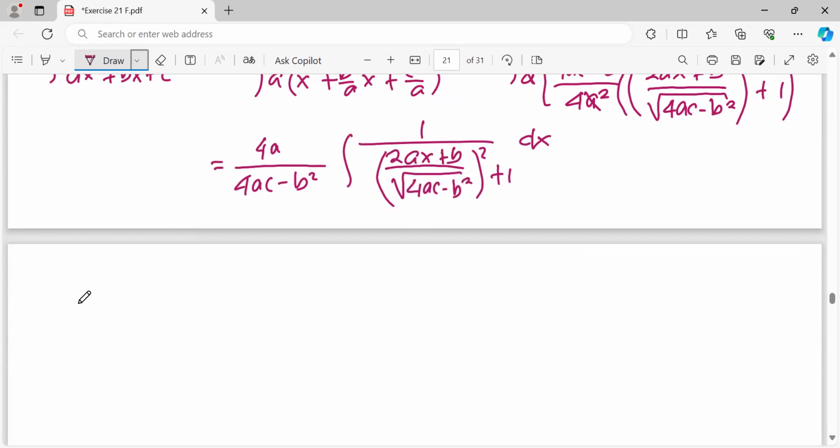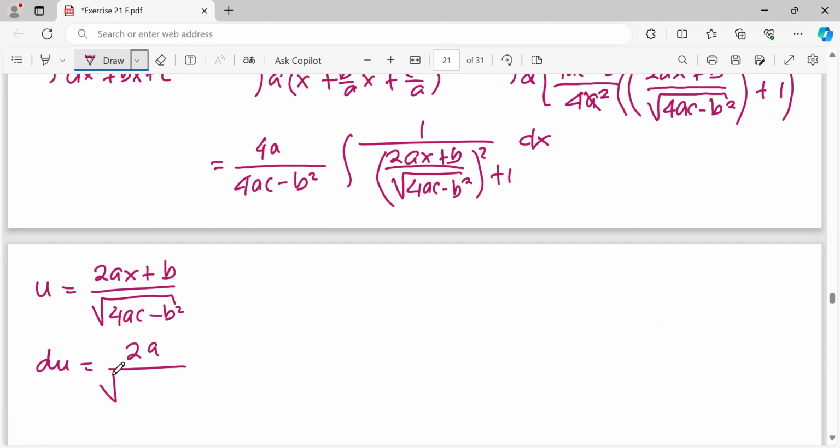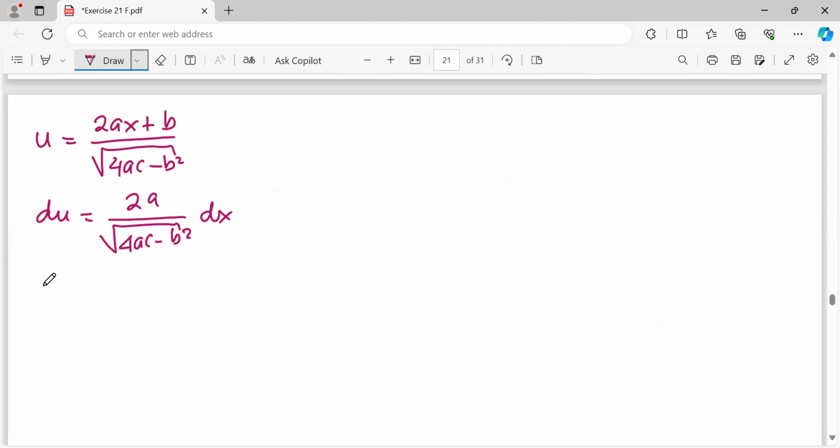By substitution, I'm going to use substitutions. If u equals 2ax plus b over square root 4ac minus b squared, so it means du equals 2a over square root 4ac minus b squared dx, or dx equals square root 4ac minus b squared over 2a du.